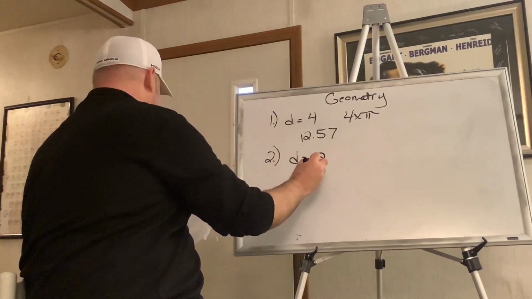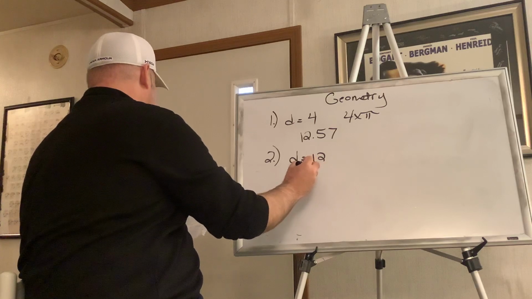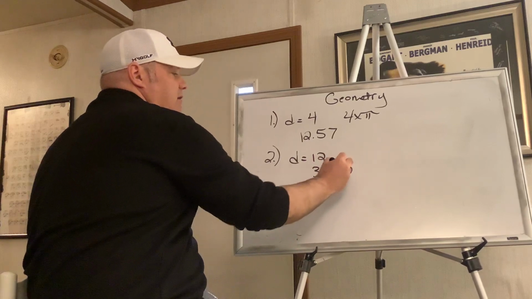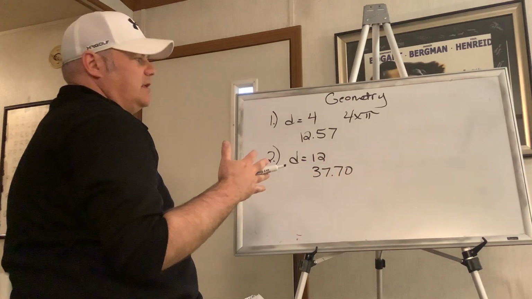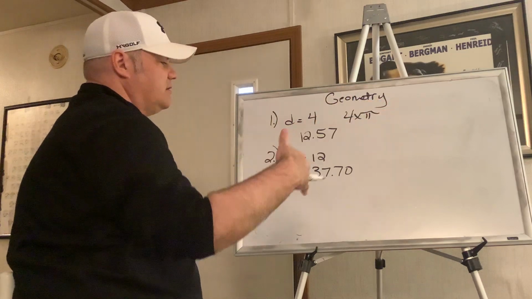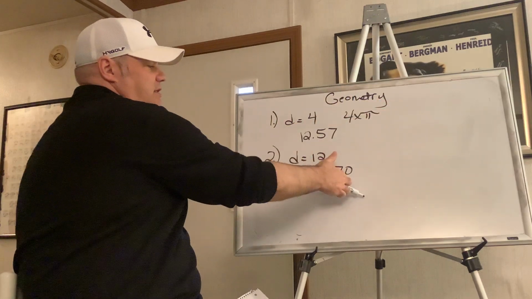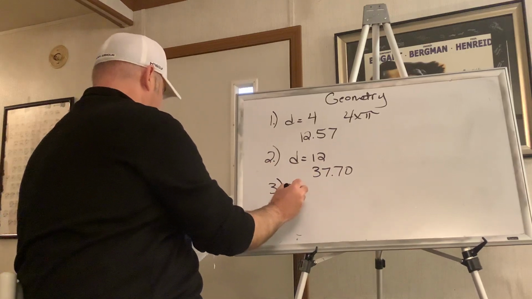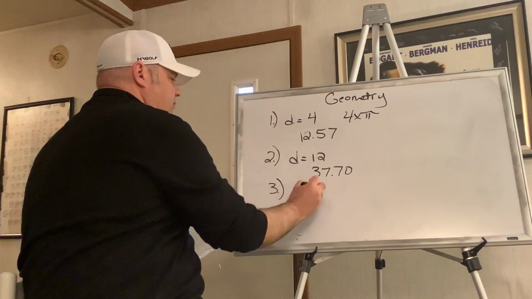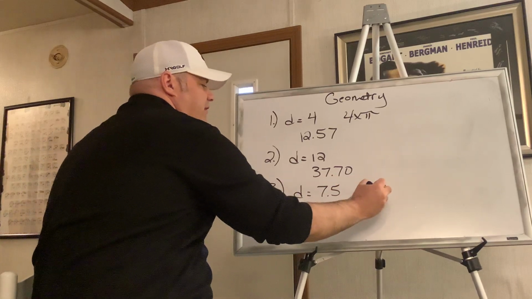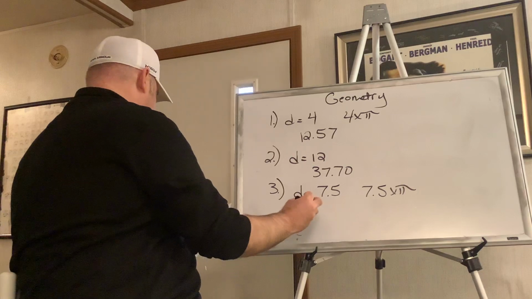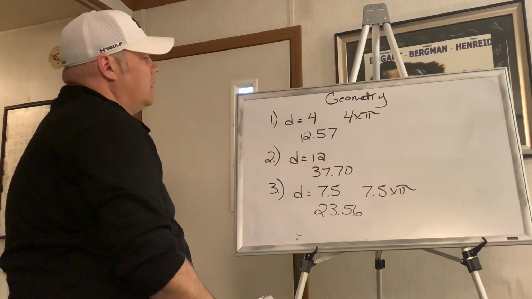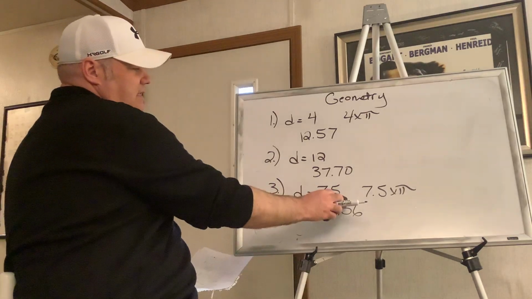So you do 12 times pi, and you should have got 37.70 rounded to the nearest hundredth. I think it was 6999 or something. So when you round to the nearest hundredth, it made that one go up, which was 37.70. Then you had diameter of 7.5. So you just do 7.5 times pi, and you should have got 23.56. Okay, so that's the ones where I gave you the diameter.